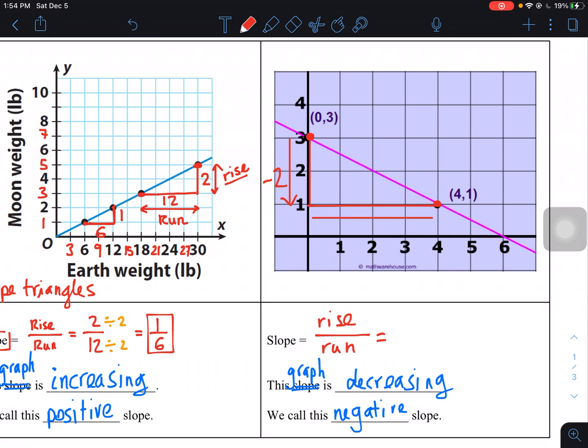And my run, because I'm going by ones, is 1, 2, 3, 4. So my slope is down 2, so -2/4. Notice I can divide the top and bottom by 2. So I get a slope of -1/2.